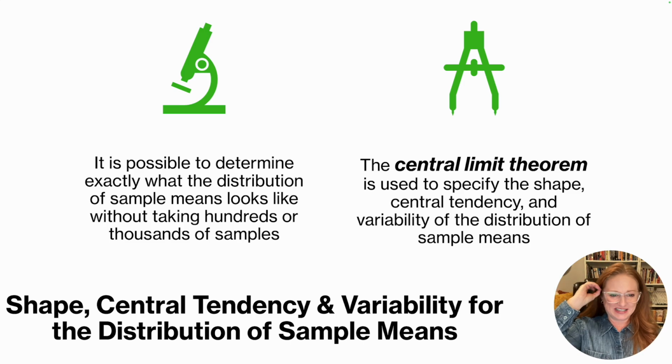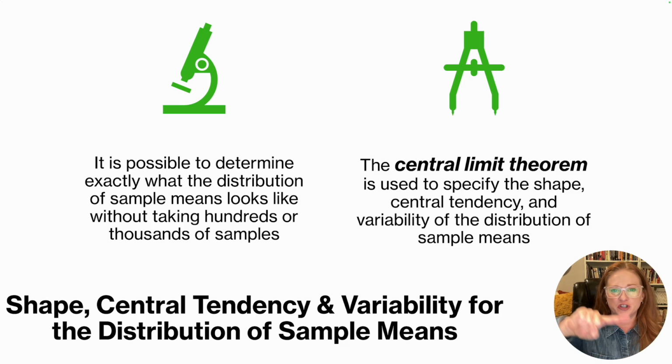So it is possible to determine exactly what the distribution of sample means looks like without taking hundreds and hundreds, even thousands of samples, because we have this theorem, this proof, like most mathematical and scientific disciplines do, right? And this one is called the central limit theorem, okay? The central limit theorem is used to specify the shape, the central tendency, and the variability of the distribution of sample means. These are all concepts we've already talked about in previous lectures, right?